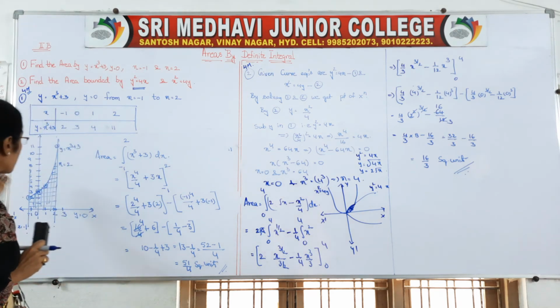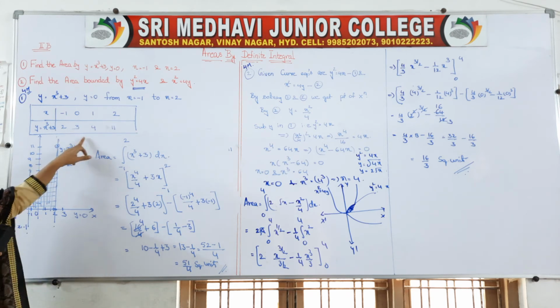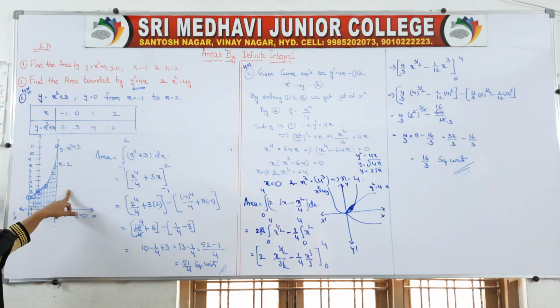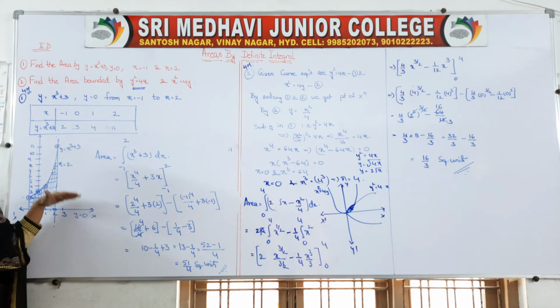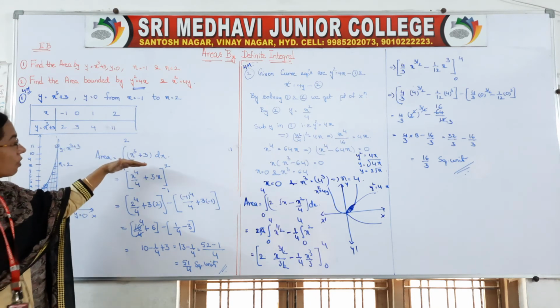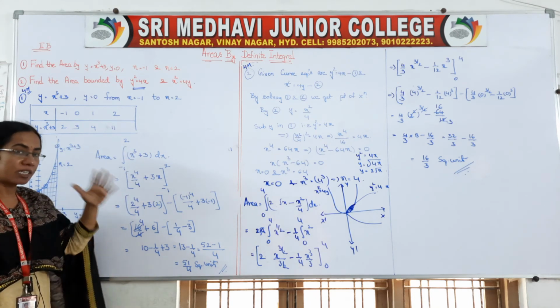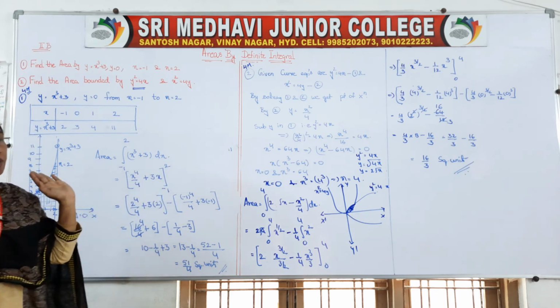In the first one, the bounds are given to us, and we have also taken the table and the diagram. We have to check whether the curve comes upwards or downwards, and for that sake we have to draw the diagram. Once the diagram is drawn, observe that the curve is above the x-axis, so you take it as a positive value, then integrate. In the derived formula, in place of x, first put the upper limit minus the lower limit.